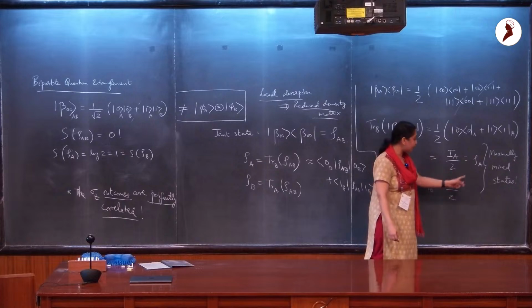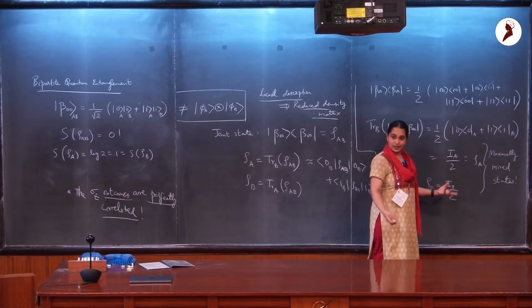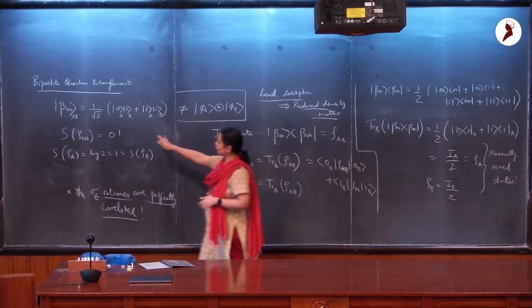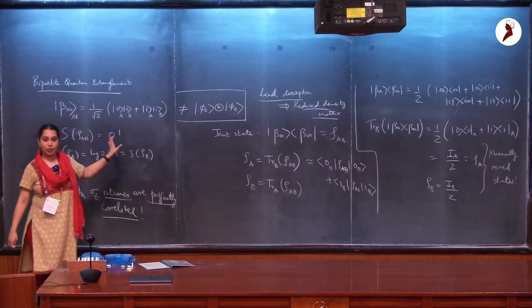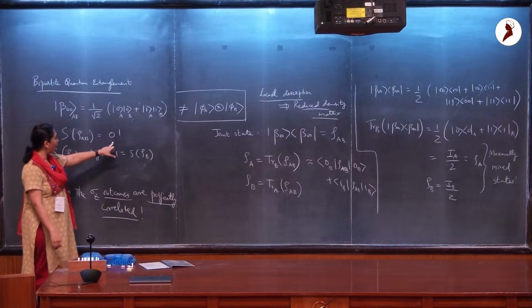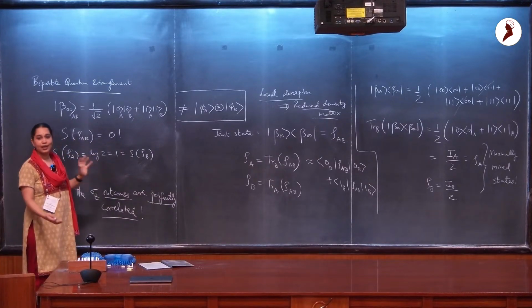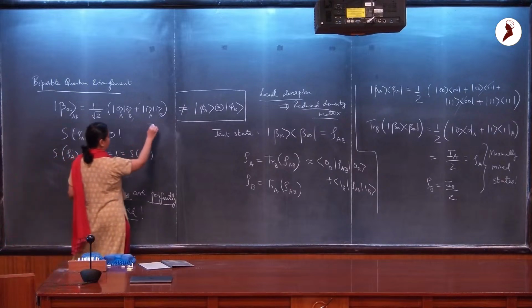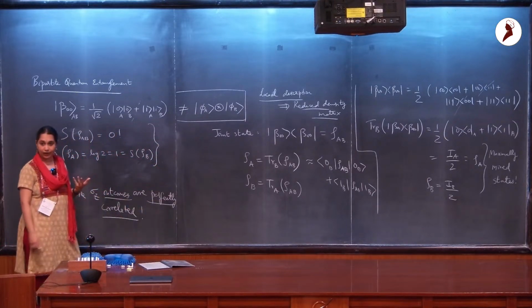You have maximally uncertain states which lead to maximum uncertainty as the local states. But the whole is actually a pure state about which you have perfect knowledge, right? So the entropy of the whole is 0, but the entropy of the parts is maximal. Okay, and this is one of the signatures of being in an entangled state.